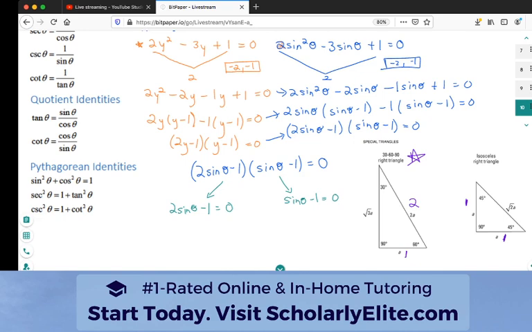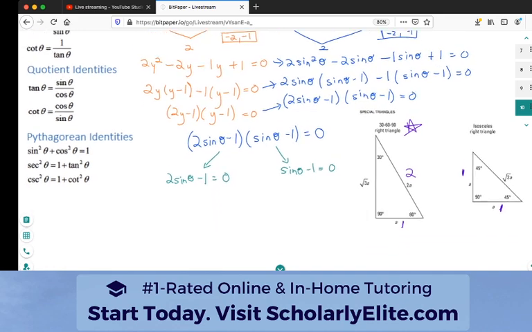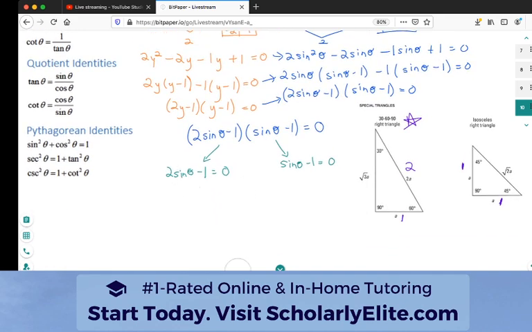Okay? And then, just like before, we are going to isolate for sine of theta. And we can do that very simply by just algebraically moving stuff over. So we have sine of theta equals 1/2 because I moved this 1 over and divided off the 2. And here sine of theta is going to equal 1. So this now means that we have a bunch of possibilities for what is correct. So let's go ahead and take a look. Let's start with sine of theta equals 1/2.